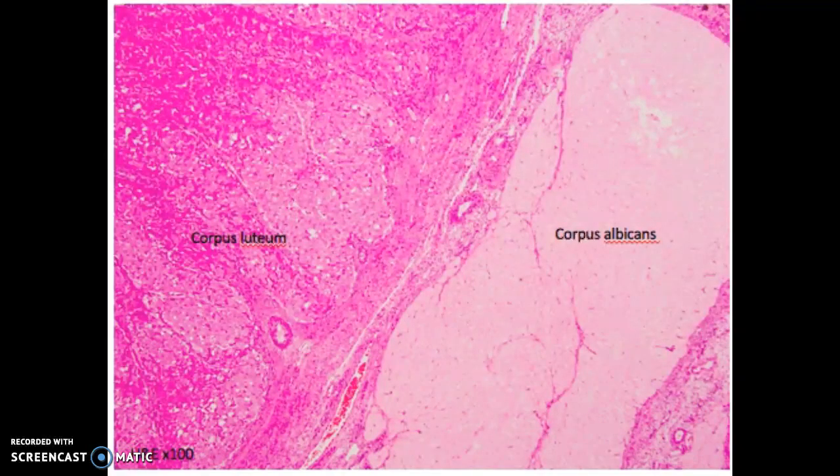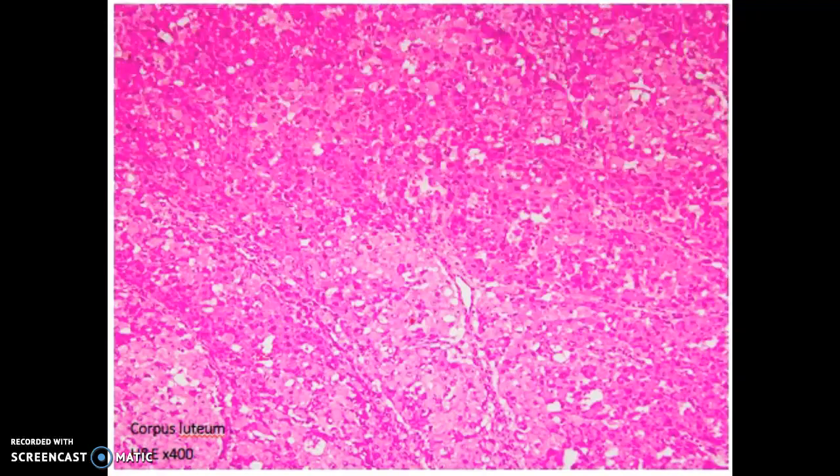And adjacent to the chorionic villi, there is corpus luteum. Corpus luteum is composed of luteinized granulosa and theca cells, and it forms following the release of the ovum from the ovarian follicle, while corpus albicans is a form of degenerated corpus luteum. And this is a higher power of corpus luteum, showing the luteinized theca cells and the luteinized granulosa cells.